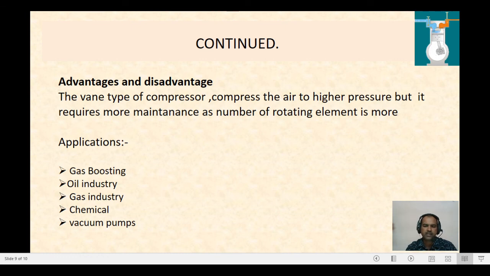And you can see the advantages and the disadvantages. Compared to the previous lobe type, the vane type compressor compresses the air to a high pressure, but it requires more maintenance. There the maintenance is less, but here, as the number of rotating elements, that is the vane elements, is maximum, the maintenance required will be more in the vane type rotary compressor. And the applications are in oil industries, gas industries and chemical industries, and for boosting of gas, we use this type of vane blower.